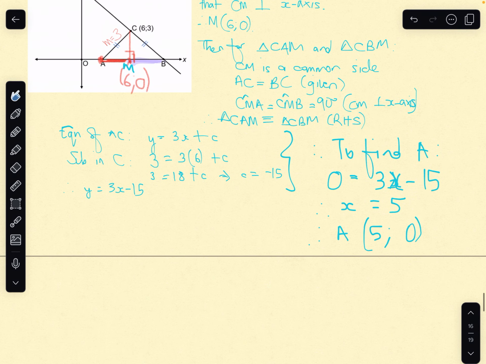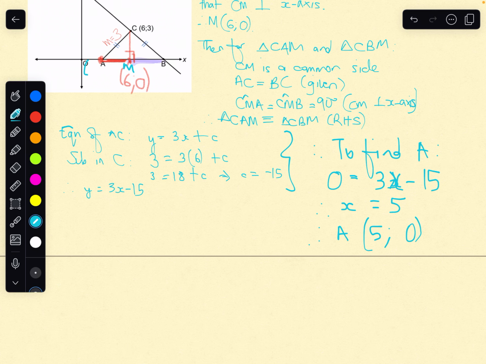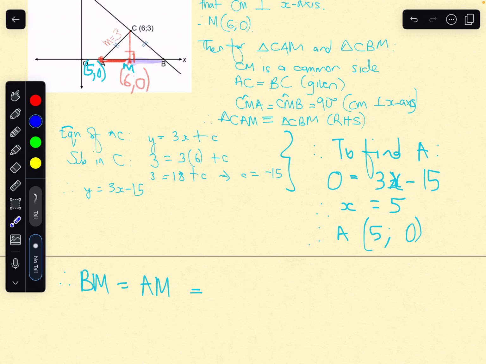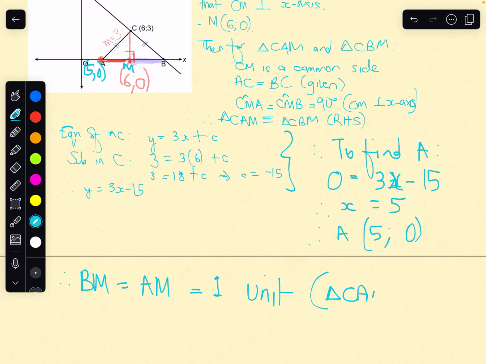That's the plan. Anyway, so now that we know that A is 5, 0, we can say that means BM is equal to AM, which is the difference here, right? We went from 5, 0 to 6, 0, so we moved 1 unit. And that's because of the congruency that we proved, right? CAM is congruent to CBM.